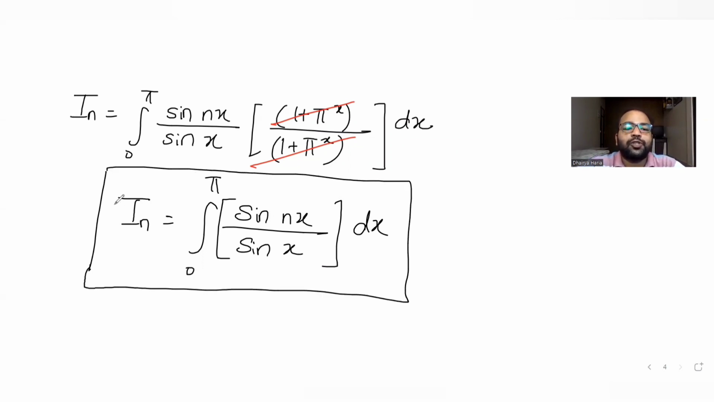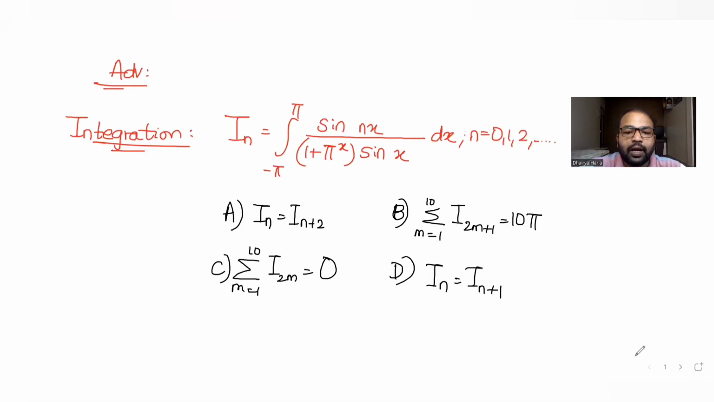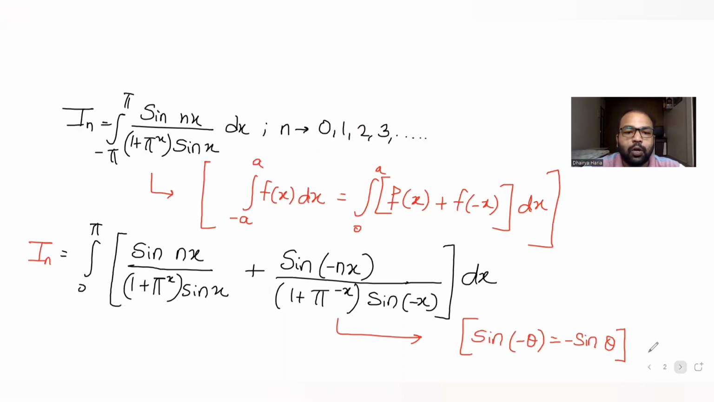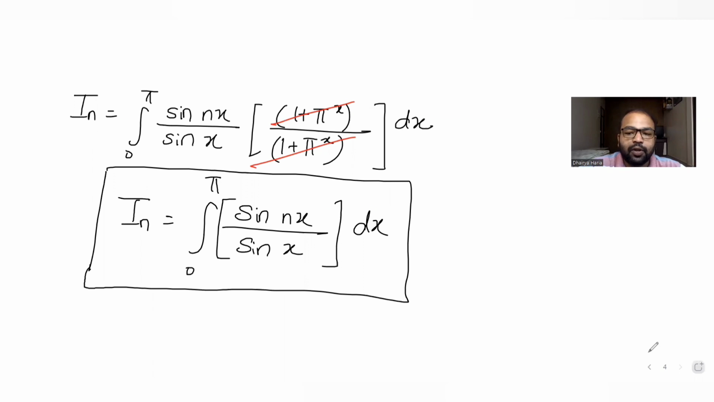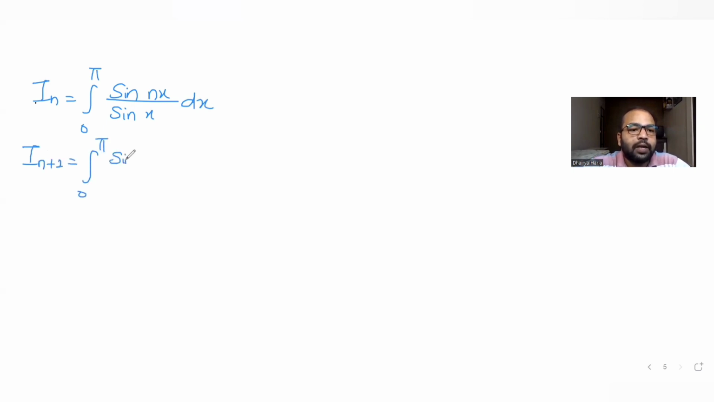So now we got the expression in terms of I_n as the integral from 0 to pi of sin nx upon sin x dx. Now let's check which of the four options are correct. The first one says I_n and I_(n+2) are equal to each other. Let's check that. I know already that I_n is the integral from 0 to pi of sin nx upon sin x dx. If I also solve I_(n+2), that will become the integral from 0 to pi of sin (n+2)x upon sin x dx.